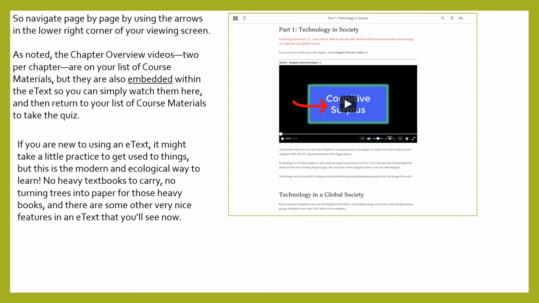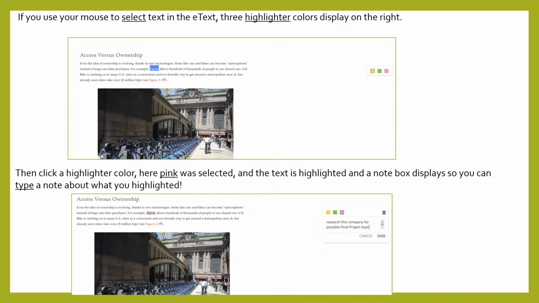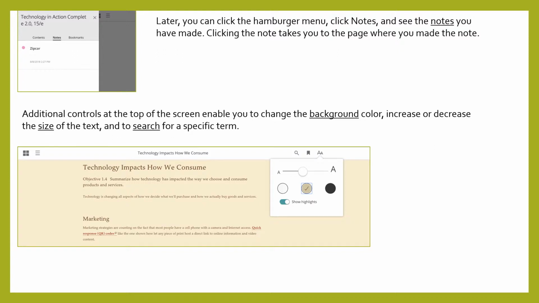No heavy textbooks to carry, no turning trees into paper for those heavy books, and there are some other very nice features in an e-text that you'll see now. If you use your mouse to select text in the e-text, 3 highlighter colors will display on the right. Then click a highlighter color, here pink was selected, and the text is highlighted and a note box displays so you can type a note about what you highlighted. Later, you can click the hamburger menu, click Notes, and see the notes you have made. Clicking the note takes you to the page where you made the note.